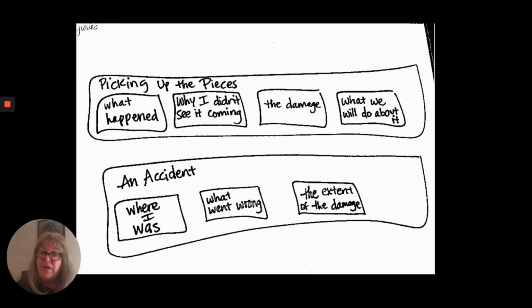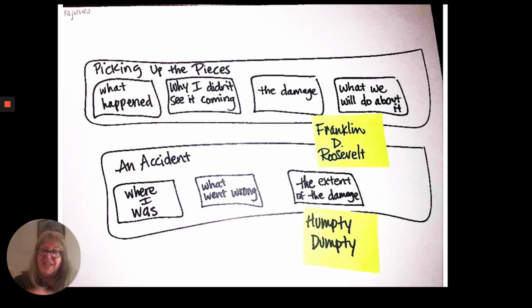Now, you see, if you had a choice to tell about an injury in either one of these two ways, which way would you choose? Probably depends on what you wanted to say. You could pick either one. They're very similar. But take a look at where they both came from. The top one, of course, is FDR, and the second one is Humpty Dumpty, though they're very similar.